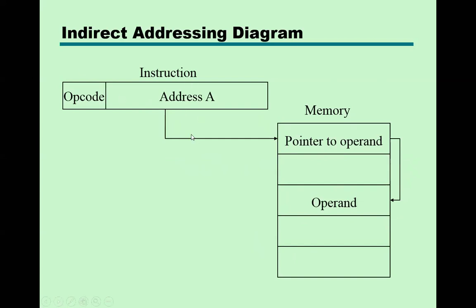But what is the advantage? More address space is available in indirect addressing compared to direct addressing, because two combinations are available.